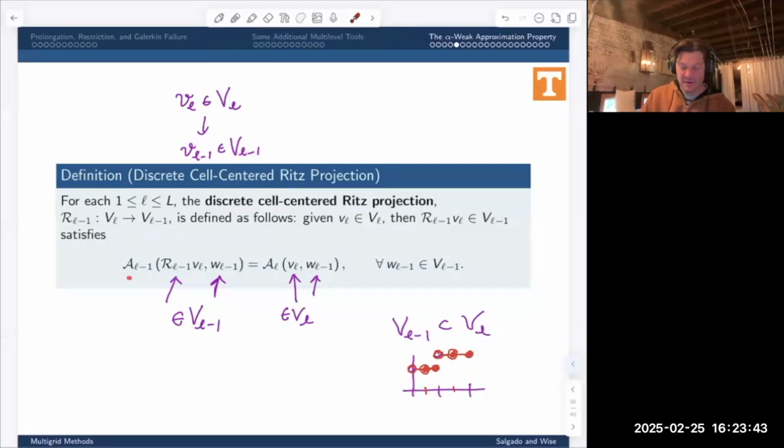If I ask, is there a function such that when I test it against WL in the AL minus 1 inner product is equal to the original function tested against WL minus 1 in the AL inner product? At least everything in that question makes sense. So I could show you that such a thing exists and is unique. Such a thing, this object we're asking for, RL minus 1.